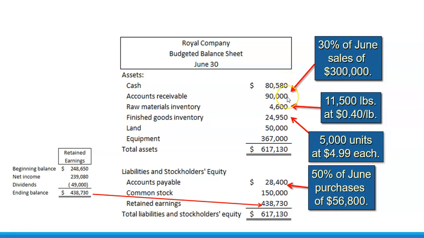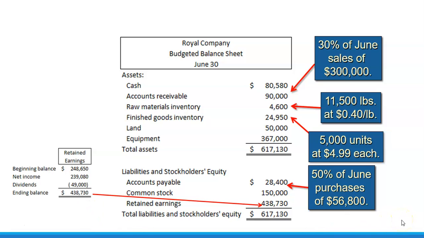The accounts receivable comes from the cash collections budget. Our raw materials inventory and our finished goods inventory come off of the direct materials budget and the finished goods inventory budget. The land and equipment information was given to us. Our accounts payable is from our direct materials purchases budget. And our retained earnings takes our beginning balance plus our net income off of our budgeted income statement minus that dividend payment in April to get our budgeted balance sheet.